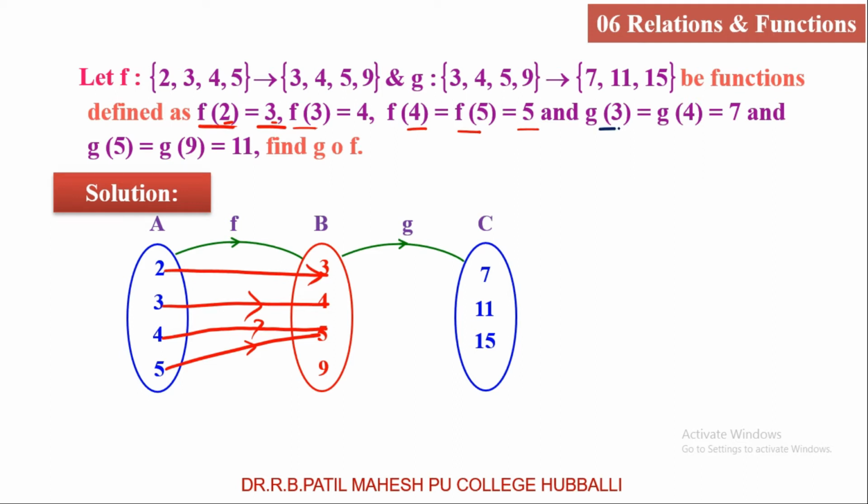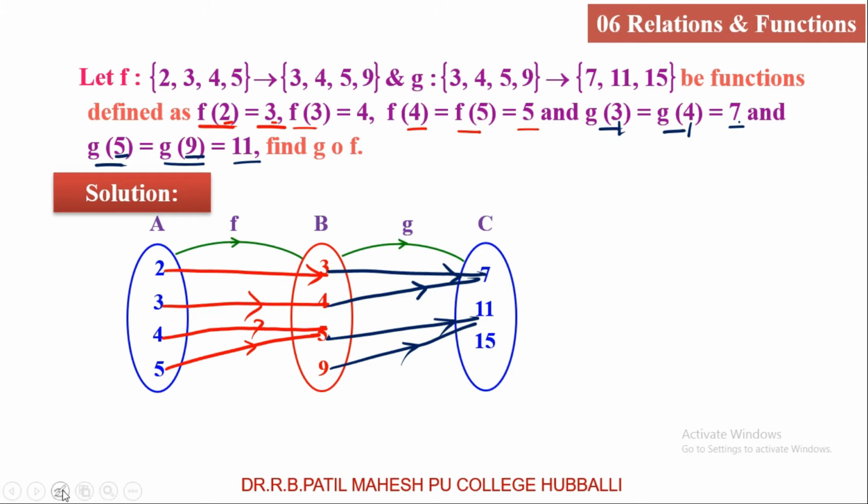g of 3, g of 4 is equal to 7 means 3 and 4 are related to 7. 3 is related to 7, 4 is also related to 7. Next, g of 5, g of 9 equal to 11 means 5 and 9 are related to 11. 5 is related to 11, 9 is also related to 11. This is about the given functions that I discussed roughly.